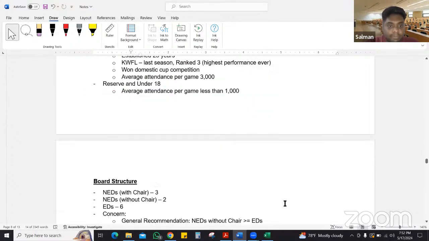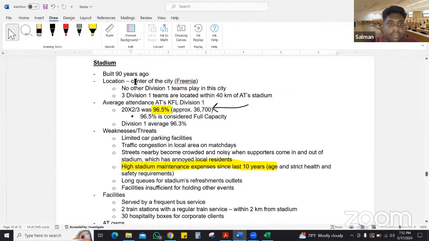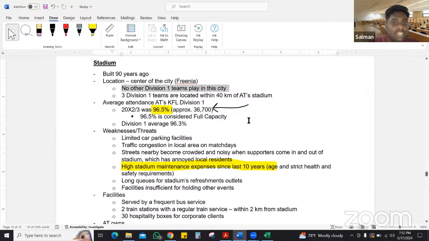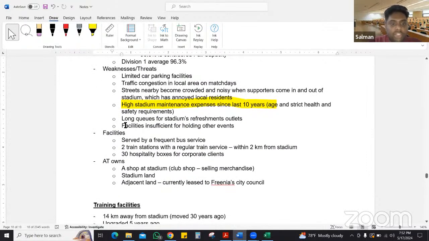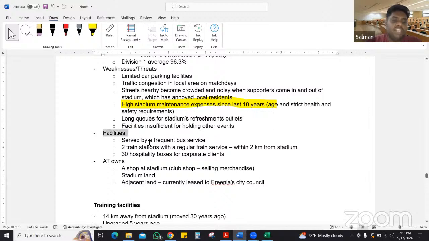Keep in mind, no other Division 1 team plays in this city. So if a company in this city requires a place, they don't have any other Division 1 clubs' ground stadiums. So we can monopolize requirements within the city. But unfortunately, we do not have facilities for holding events. A possible opportunity cost.